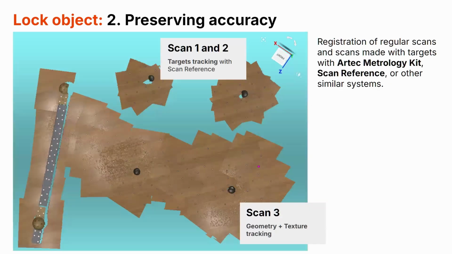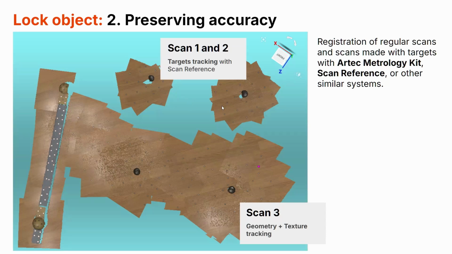Moving from industrial speed profits to accuracy preservation, let's look at our next application. In this second case, we focus on maintaining accuracy in projects that mix tracking methods. Here, scans 1 and 2 are our high precision anchors captured using targets. Now, a common mistake here is thinking that lock frames alone will solve the problem. It won't, and here's why.